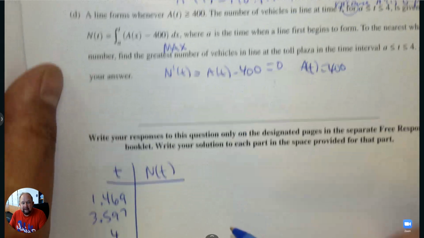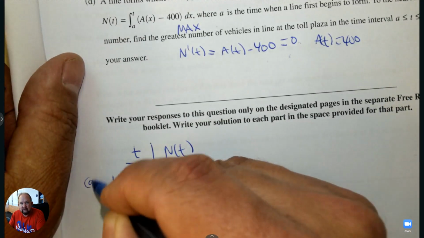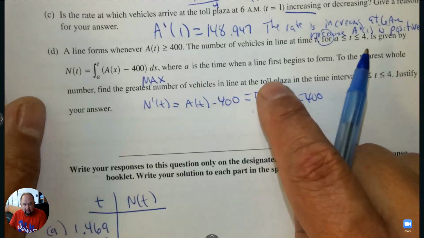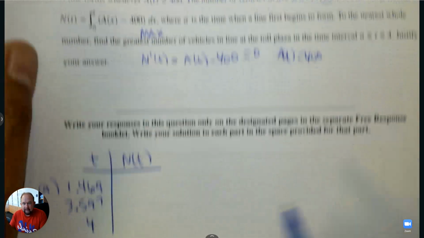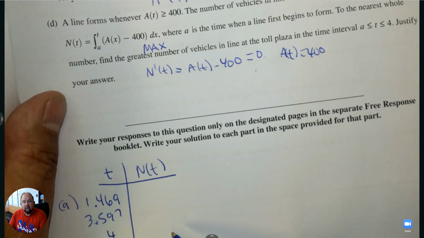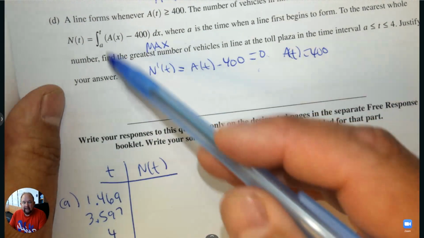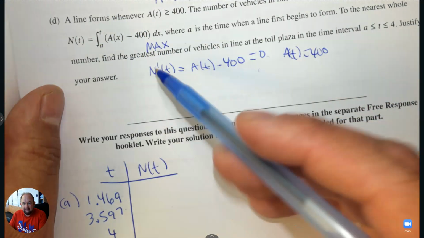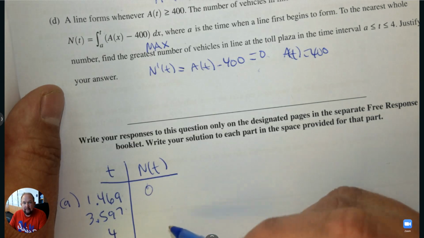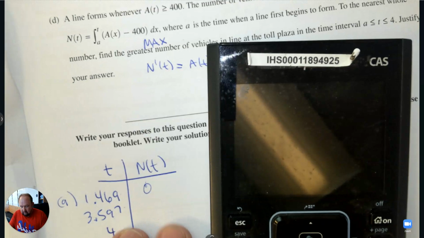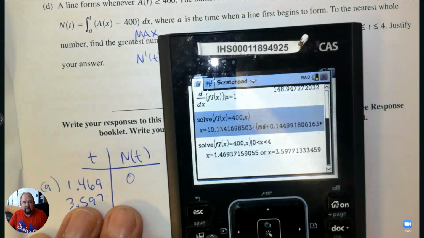So A is the time, this is really what A is, in terms of the time where it first begins to form. I know, it's a little confusing. So the first one, when I integrate, and that A value is 1.469, this will give me the answer 0. Here, I want to integrate.